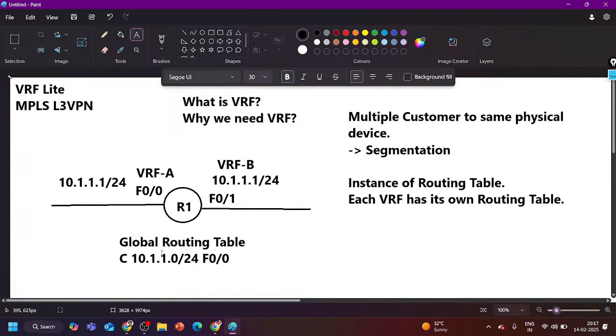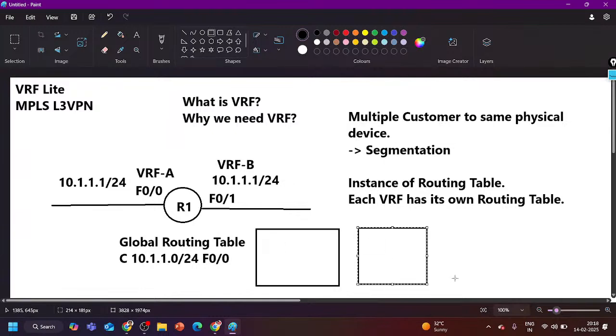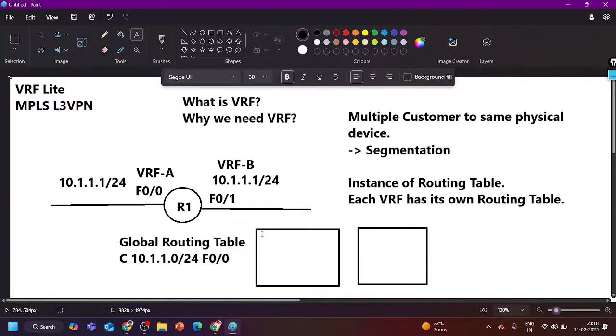And after that, whatever traffic is received on that interface will be injected into the routing table based on that VRF. So right now, router 1 has two routing tables, A and B. Here, if I configure IP 10.1.1.1 on F0/0, it is going to find the network ID and then install it on F0/0.